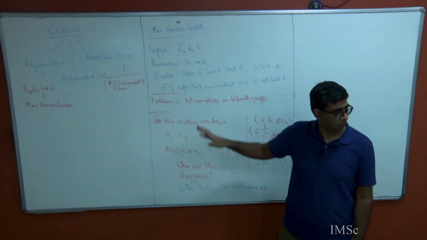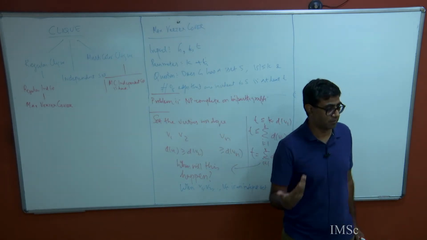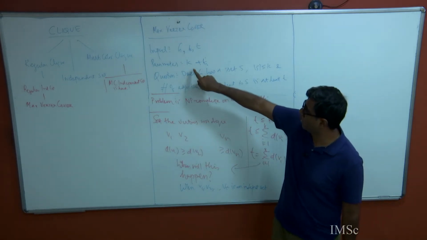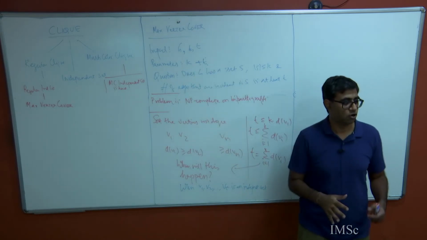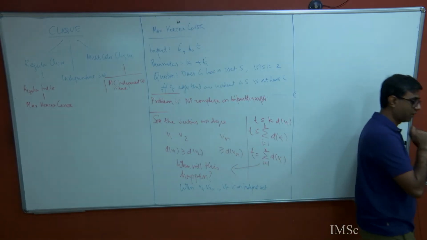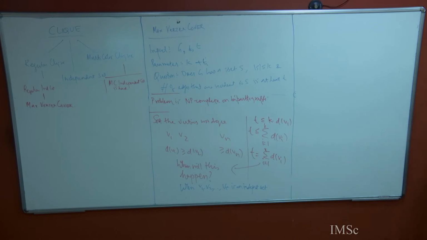I said, look, no problem with k. You just showed the problem is hard. Does it imply that the problem is also hard with the parameter k and t? Or can I come up with an algorithm where I can write down the running time in the form of k and t?